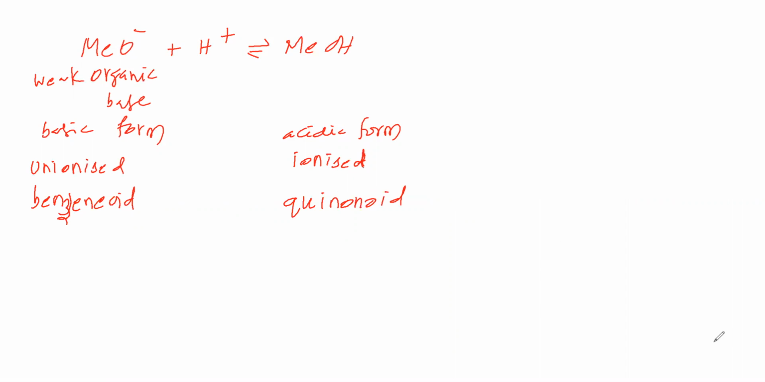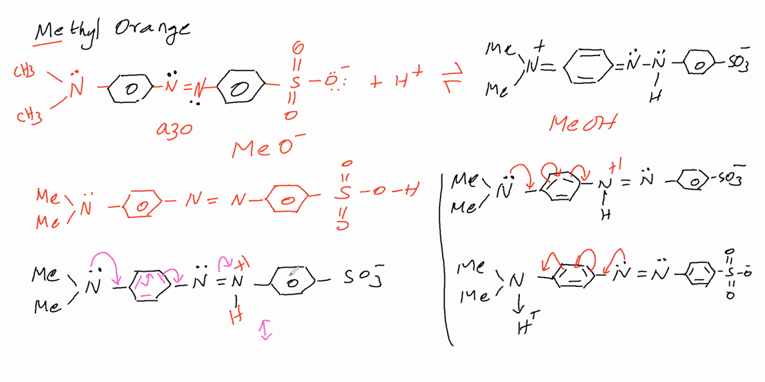It is quinonoid form, we said. Next, we have to say that benzenoid form is having less intense color. Quinonoid form is having more intense color, we can say. It is less intense color, therefore it is yellow. This quinonoid form is having red color. This benzenoid form is having yellow color, we can say.